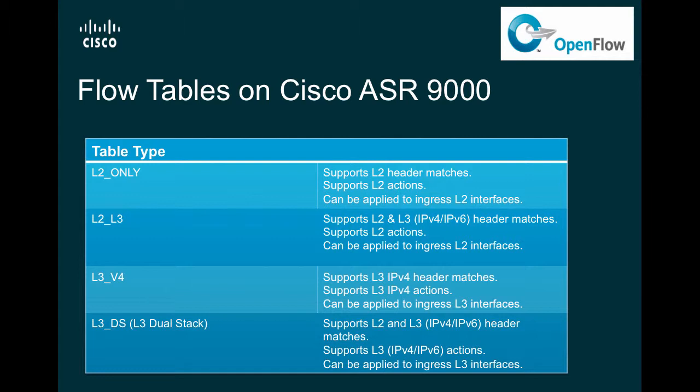If you want to match on layer 2 and layer 3 IPv4 or IPv6 headers and you want to take actions on layer 2 only, you need to define a layer 2 and layer 3 type of switch, a table. If you want to match on layer 3 IPv4 and you want to take actions on layer 3 IPv4 headers, you define a layer 3, layer 4 table. And if you want to support layer 2 and layer 3 IPv4 or IPv6 header and you want to take actions on layer 3 IPv4 or IPv6, you need to define a layer 3 dual stack table.